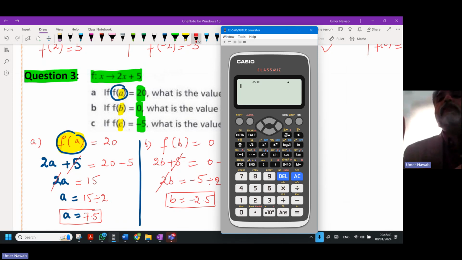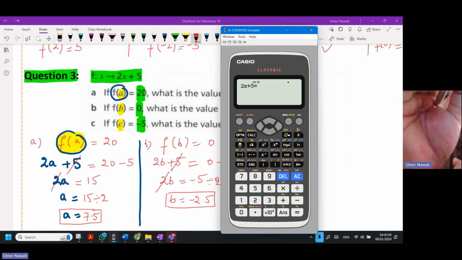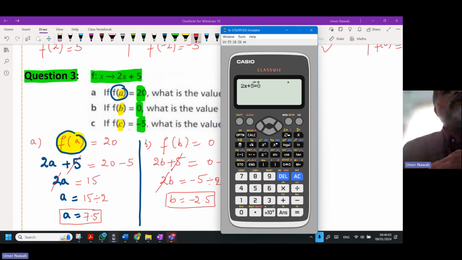So let us copy the function: 2x plus 5. Now I want to write an equal sign: press Alpha and Calc, and you get the equal sign on the screen. At this stage, the output is 0. So you put your 2x plus 5 equal to 0, and I am looking for my input.